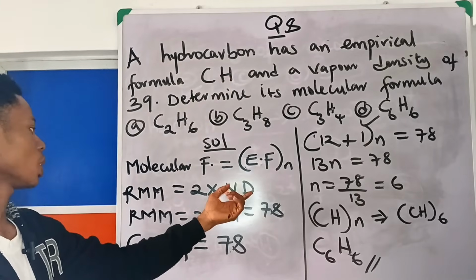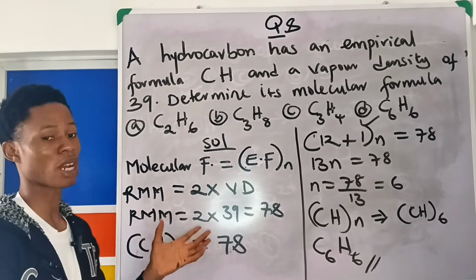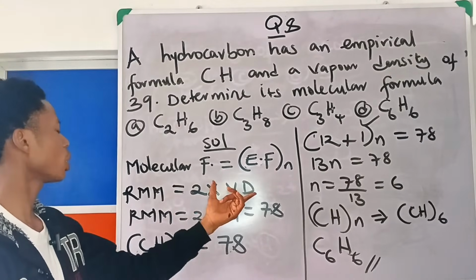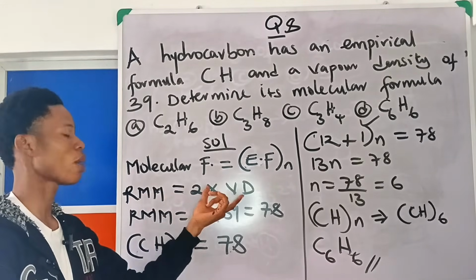So basically, if you have something like this, in this case you are given vapor density. In some questions, they give you the relative molecular mass directly. But if it's vapor density you are given, to convert vapor density to relative molecular mass, you multiply by 2.